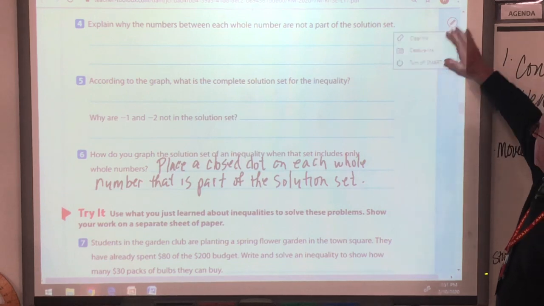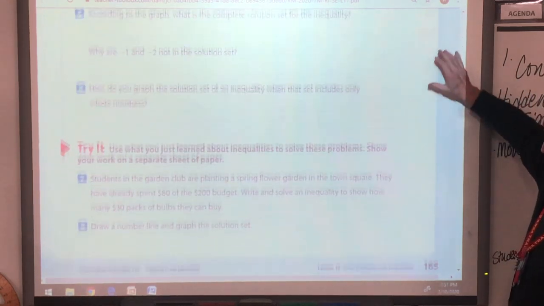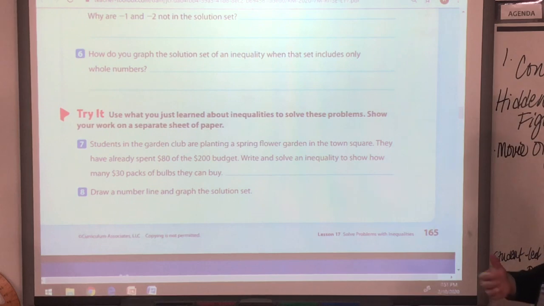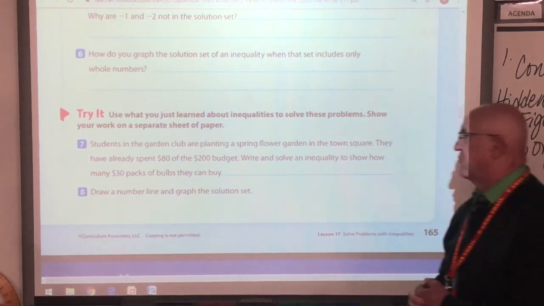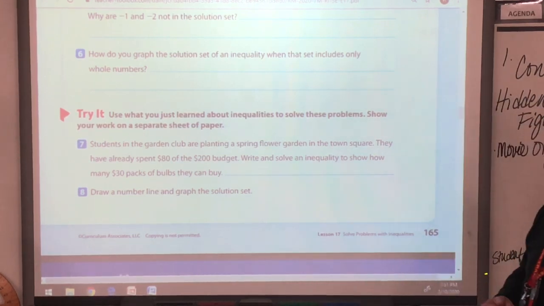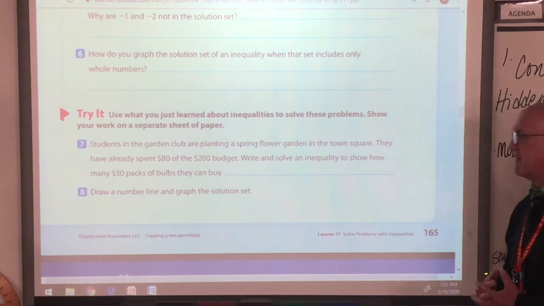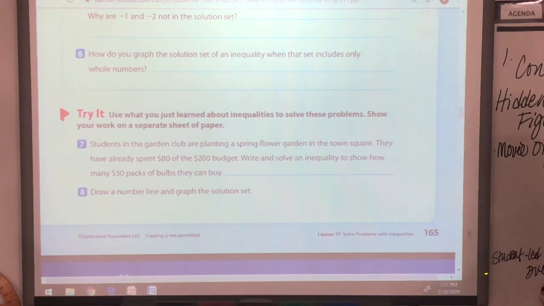Now we're going to look at the try it section. Try it, we're going to use what we learned about these inequalities to solve these problems and show your work on a separate piece of paper, and then I'll collect that on Wednesday. Right, students in the garden club are planting a spring flower garden in the town square. They have already spent $80 of the $200 budget. Write and solve an inequality to show how many $30 packs of bulbs they can buy.